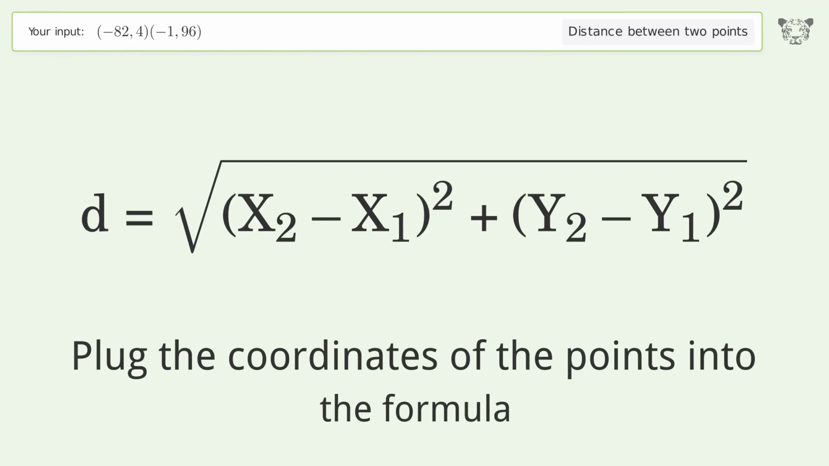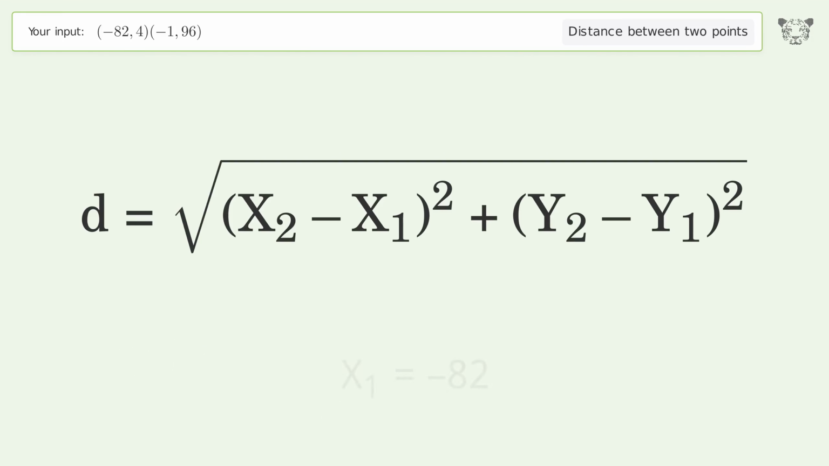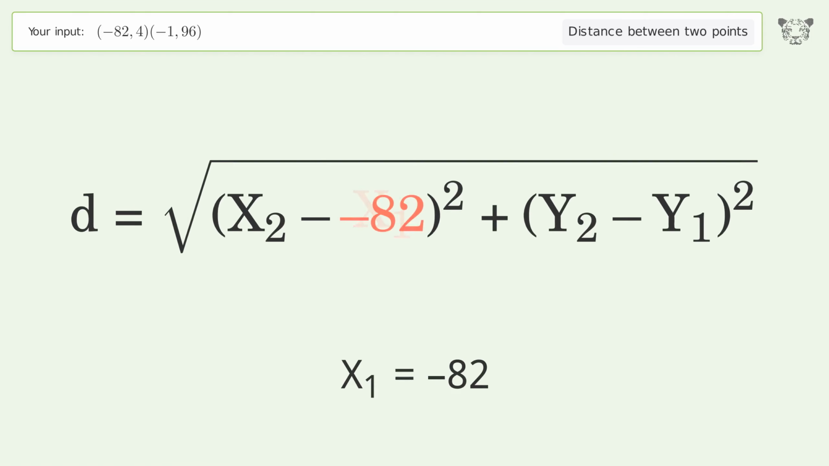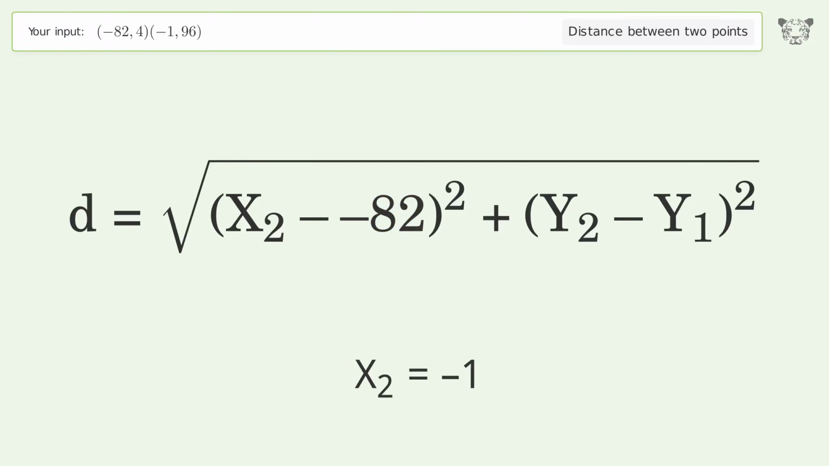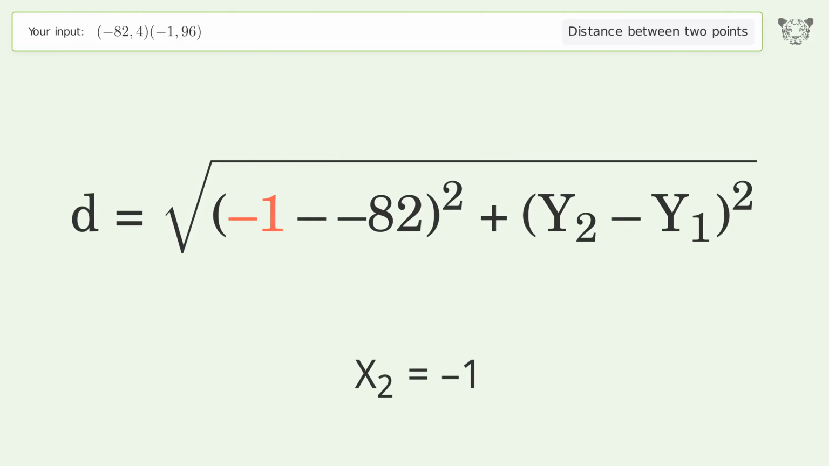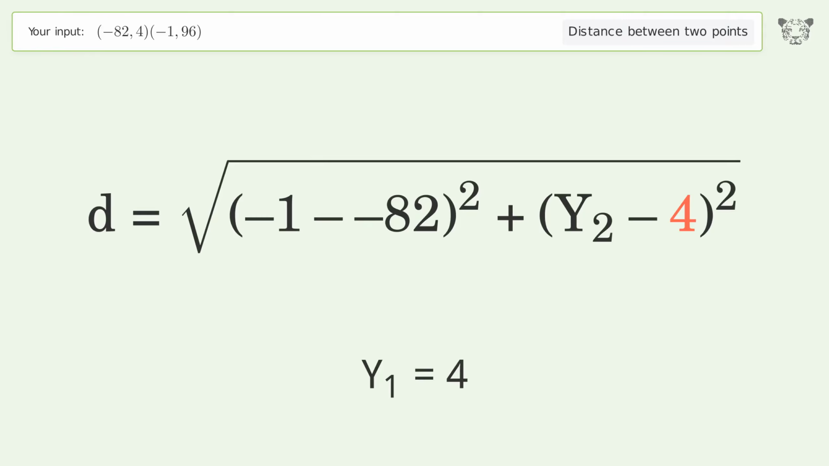Plug the coordinates of the points into the formula. x1 equals -82. x2 equals -1. y1 equals 4. y2 equals 96.